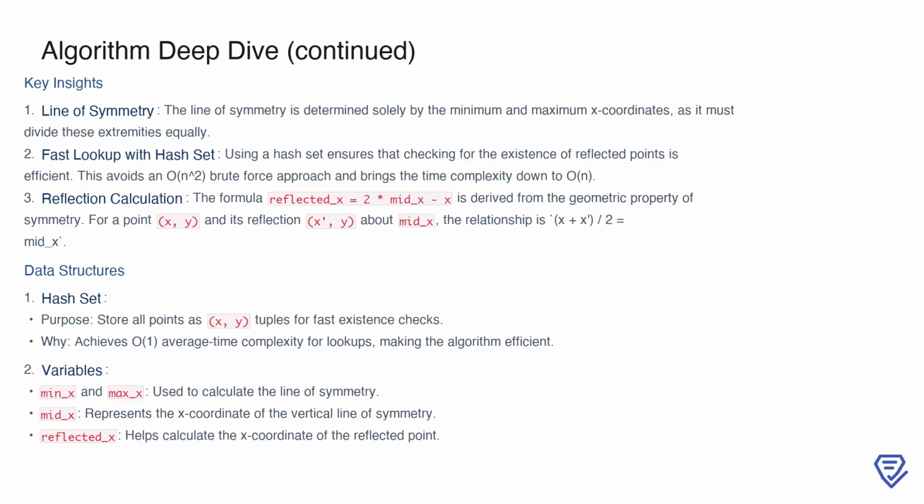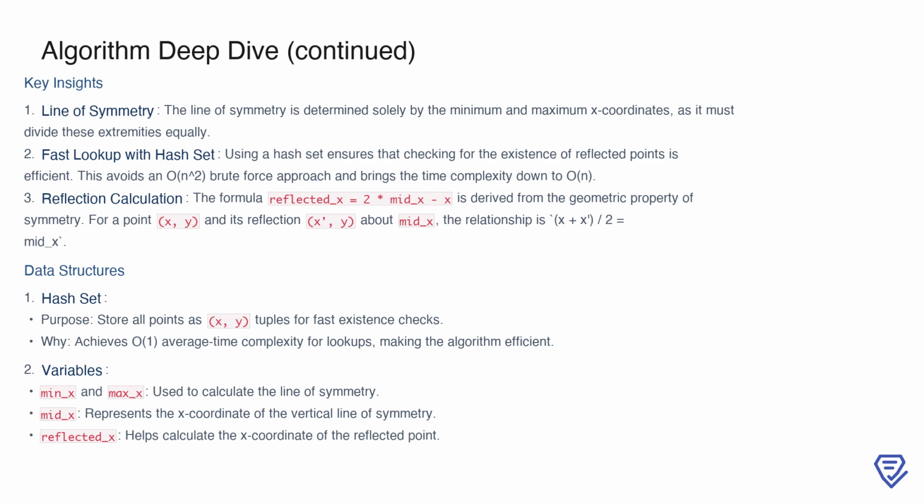Third, the formula for calculating the reflected x-coordinate, reflected_x equals 2 times mid_x minus x, arises directly from the principle of symmetry. If a point (x, y) is reflected across mid_x, the average of x and its reflected counterpart must equal mid_x.